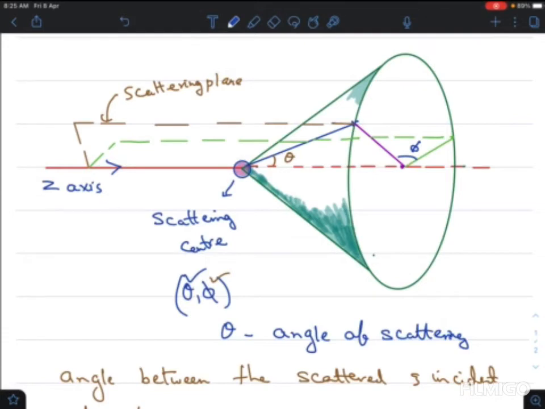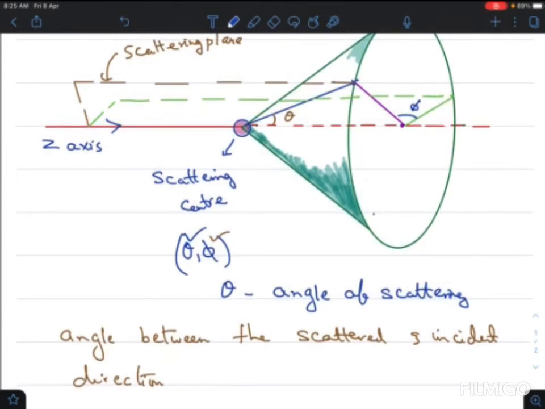And azimuthal angle is the angle between a reference plane, which should contain the z axis or the incident axis, and the scattering plane. So these are the terms which we come across in the scattering theory.